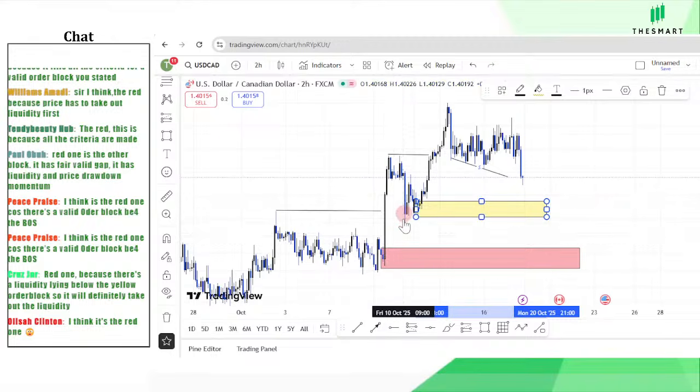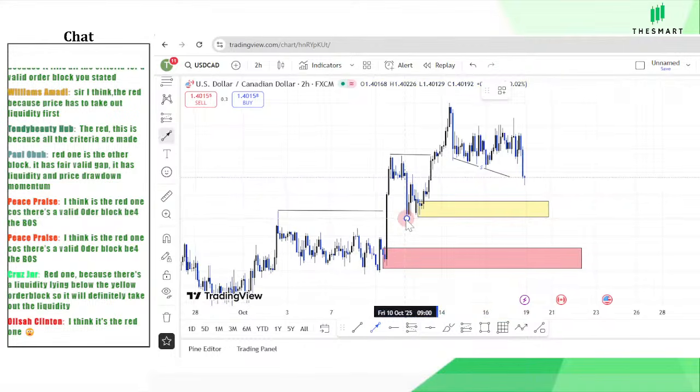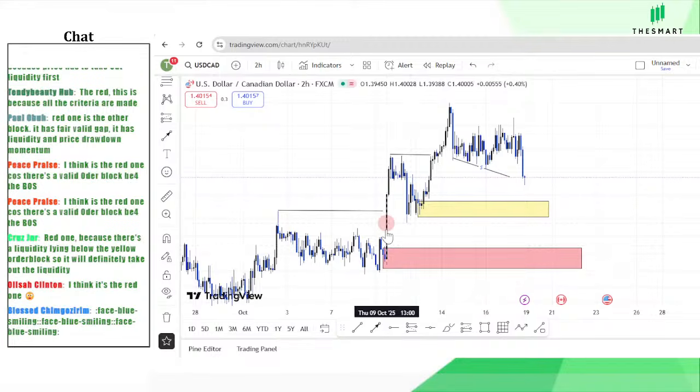When this fair value gap is totally filled, if you see price drop something like this to this low, then it's no longer a valid point. But for the fact that we still have this open gap with this momentum, this other block will not serve as the inducement. So this one will serve as our inducement, and this will be the order block for us.